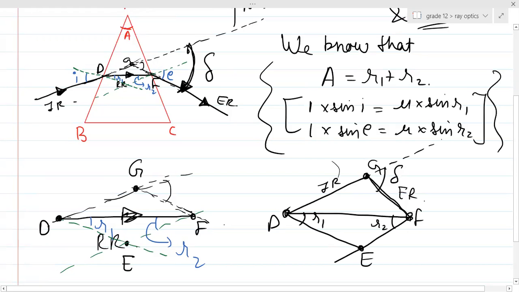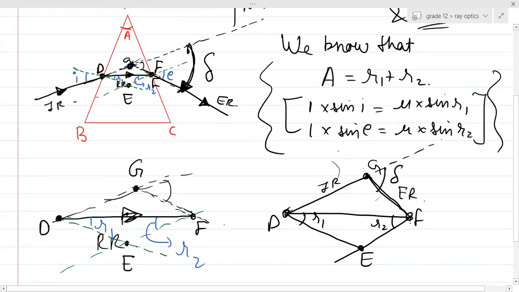Have a look once again. This is D, this is G, this is E, this is F. And can you see G to F is basically a part of the emergent ray, D to G is basically a part of the incident ray. So D to G is the incident ray, G to F is the emergent ray, although it's produced, but still. Can you see this was the angle of deviation, right? Yes or no, guys? Is that clear?